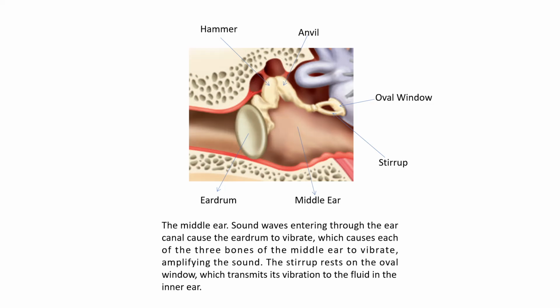So, this picture shows the middle ear. Sound waves entering through the ear canal cause the eardrum to vibrate, which causes each of the three bones of the middle ear to vibrate, amplifying the sound. The stirrup rests on the oval window, which transmits its vibration to the fluid in the inner ear.